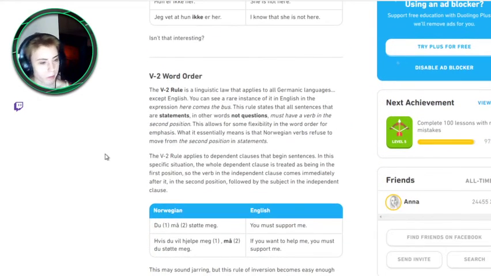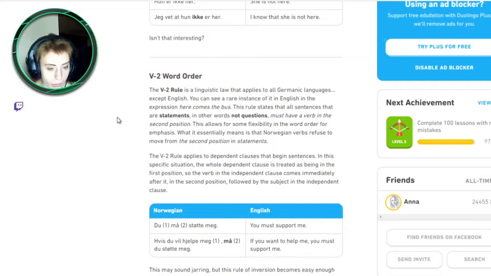Okay, we'll move on. One rule, the V2 word order, a linguistics law that applies to all Germanic languages except English. So aren't we lucky that we don't know this and have difficulty learning it? You can see rare instances of it in English. Here comes the bus.